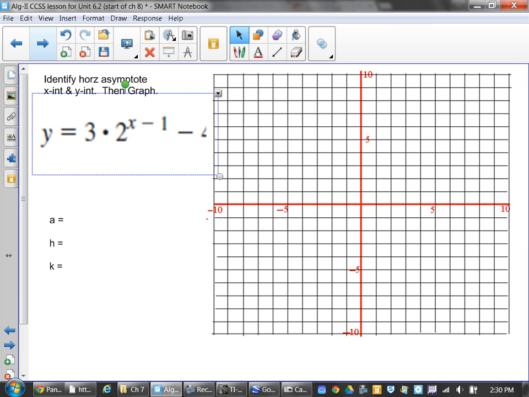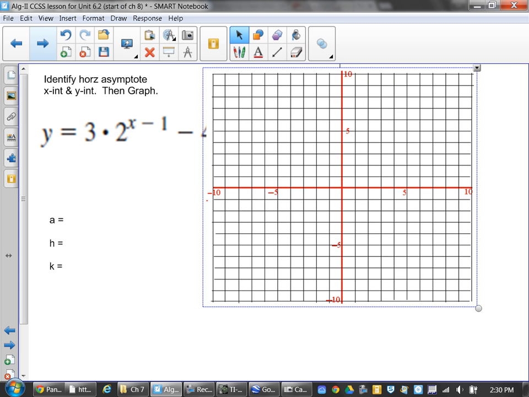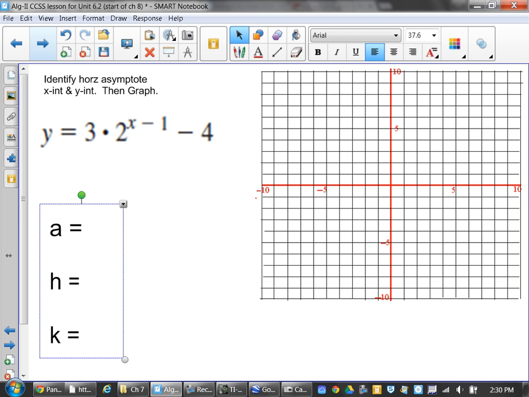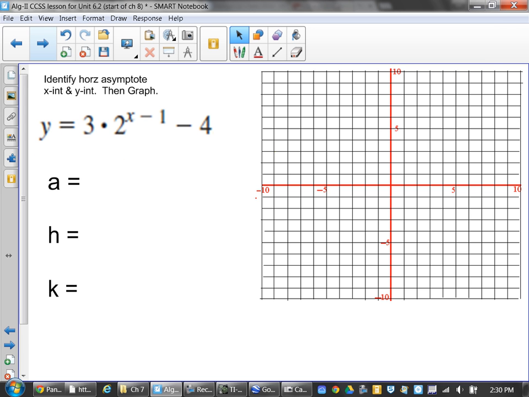Let's shift one. y equals 3 times 2 to the x minus 1, minus 4. Let me write this back.